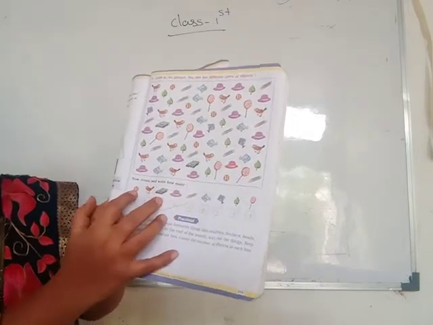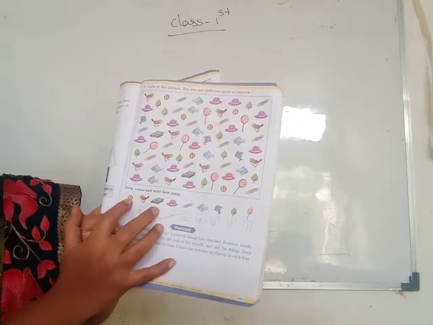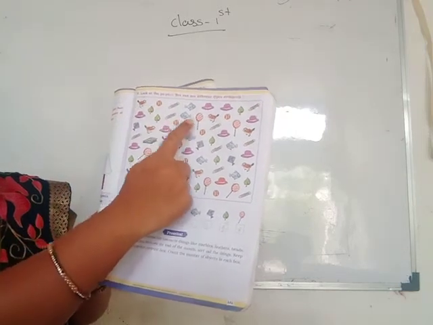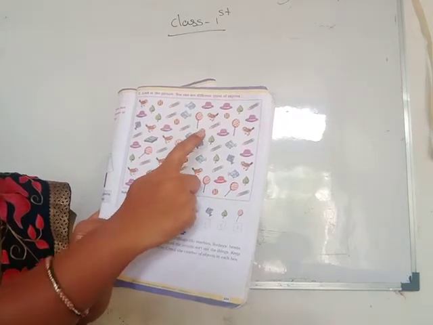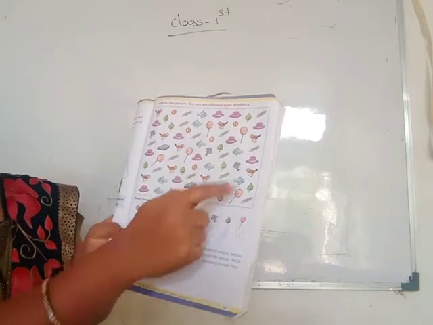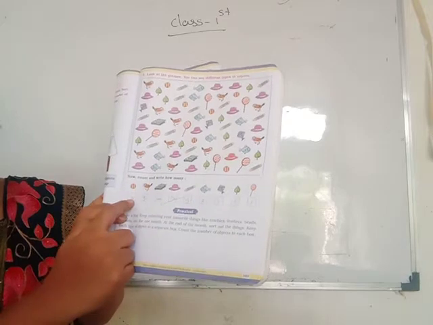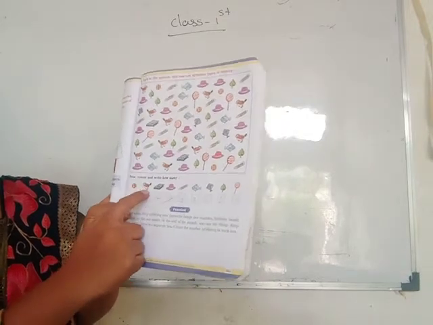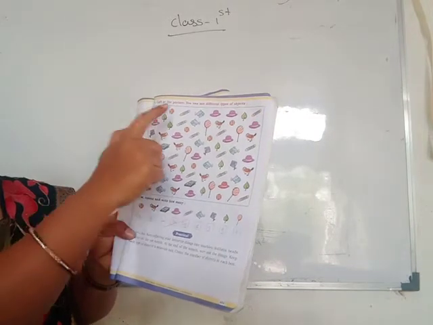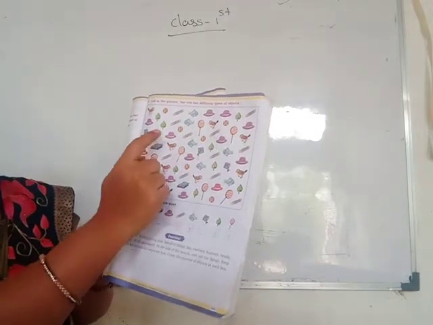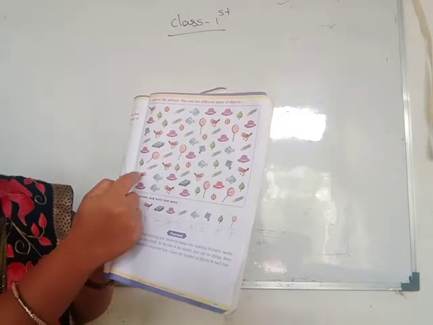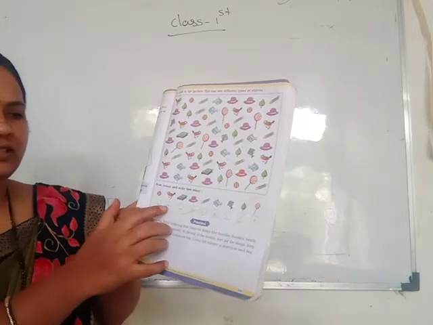First one, you see this picture, ball. In this picture, how many balls are here? You count here. 1, 2, 3, 4, 5, 6. How many total balls here? 6. Then you write here answer 6. Then second one, see this bird. How many birds here in this picture? 1, 2, 3, 4, 5, 6, 7, 8, 9 and here 10. Then you write here answer 10.